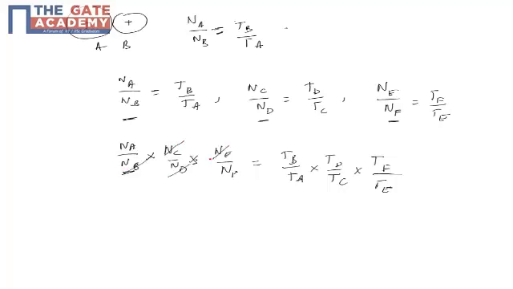NB and NC speed will be the same because they are on the same shaft. D and E are also on the same shaft, so their speed will be the same. So we are left with NA by NF. NA is given, so TB by TA.